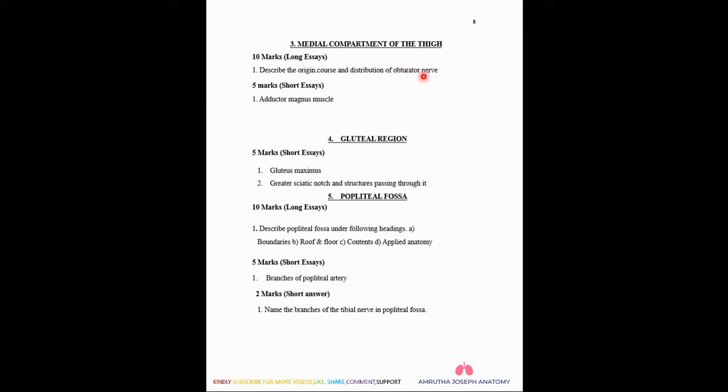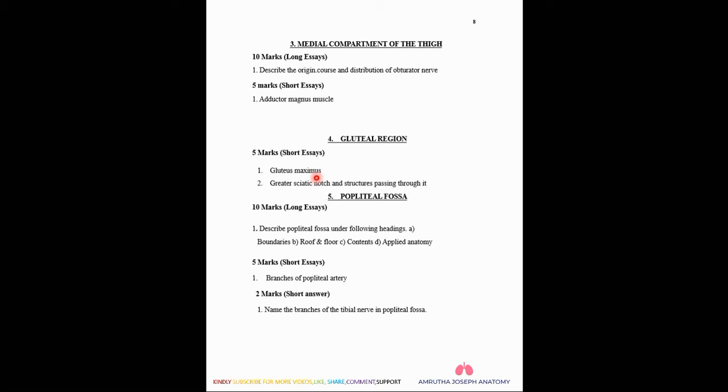5 marker, adductor magnus muscle. Explain about the adductor magnus: origin, insertion, its hamstring part, its adductor part. Write about this. Gluteal region: gluteus maximus is a 5 marker. Also you can get a question under this like structures which are under the gluteus maximus. Explain about that. The next one, greater sciatic notch and structures passing through it.